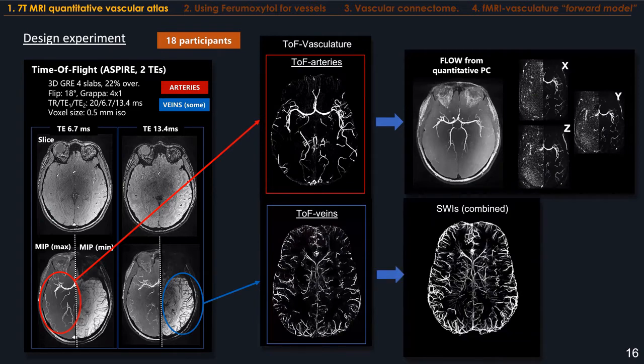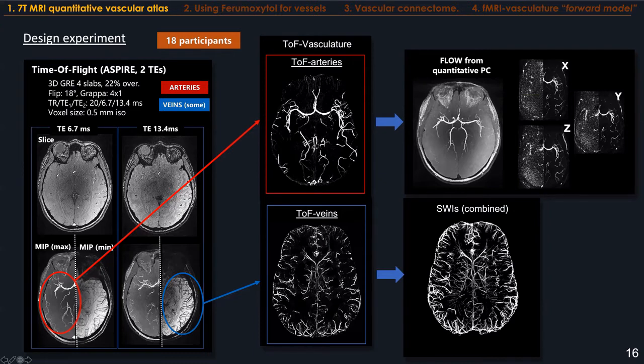But here it will be very useful to map the time of flight on the QSM data because they share a common structure. So basically, we use this multi-echo time of flight to facilitate the registration as well as get a very accurate map of the arteries.